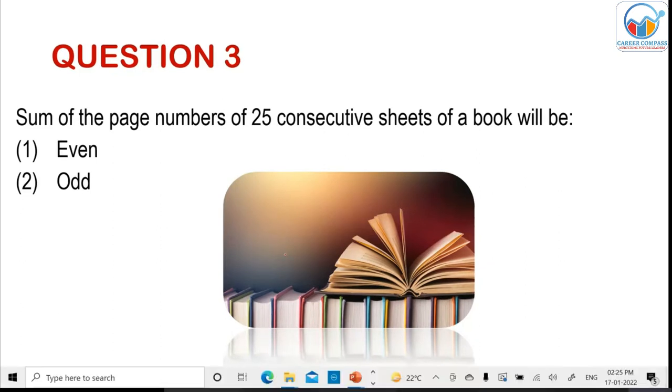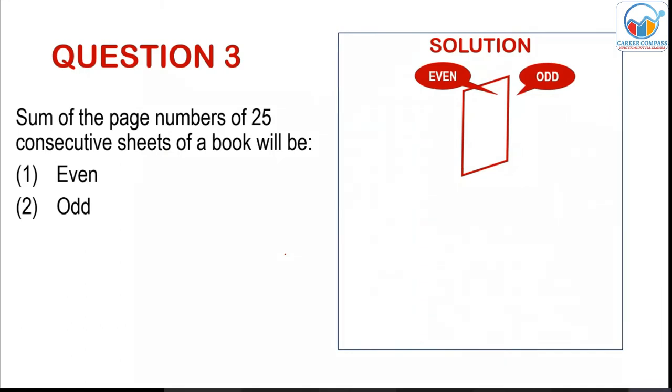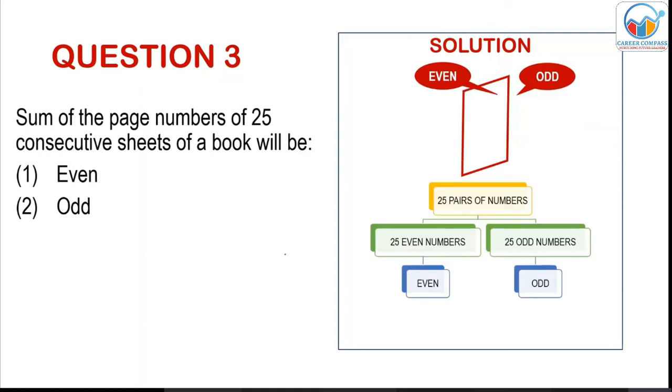All right, so let me discuss this, guys. You see, if I look at one page of or rather one sheet of a book, then it will have two numbers. On one side, it will have even number. On the other side, it will have odd number. So when I take out 50 or 25 such consecutive sheets, in these 25 sheets, of course, there will be 25 pairs of numbers, and I can say there will be 25 even numbers and 25 odd numbers.